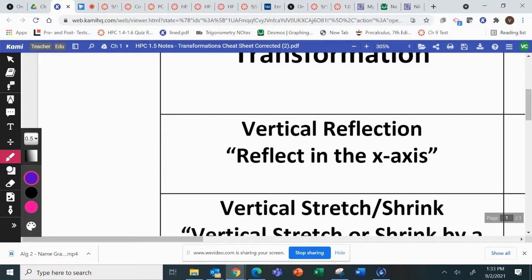People mix those up. They think, oh, it's a vertical reflection, we say in the y-axis. But no, give me a y-axis and give me something on one side of the y-axis. Which direction do we reflect if it's in that y-axis? Horizontal, right. So that's another mistake some people make.